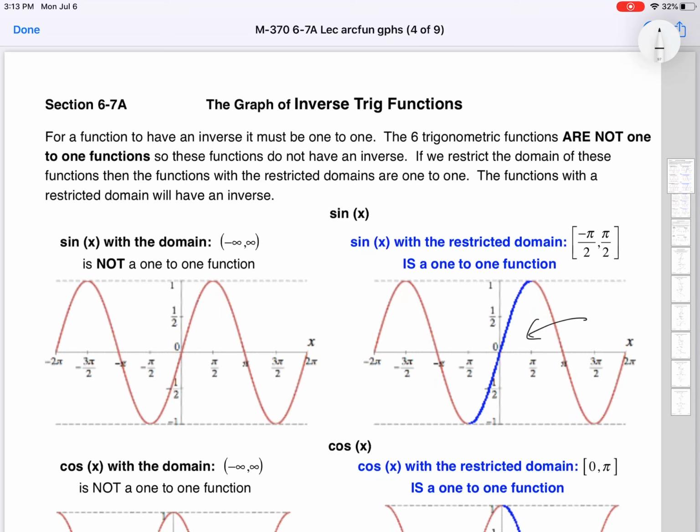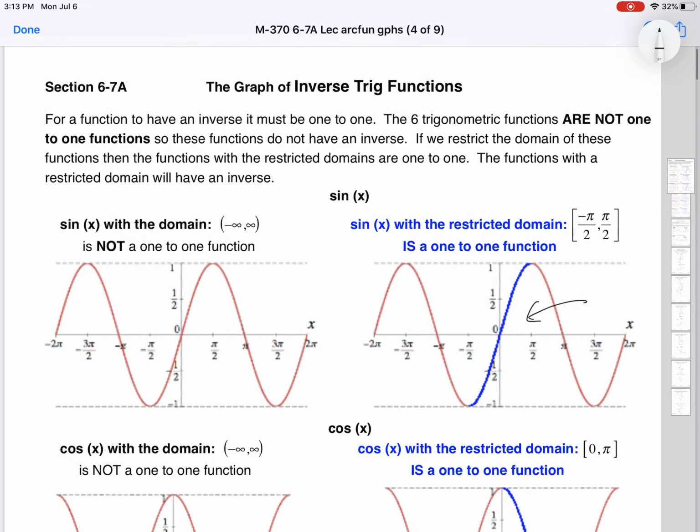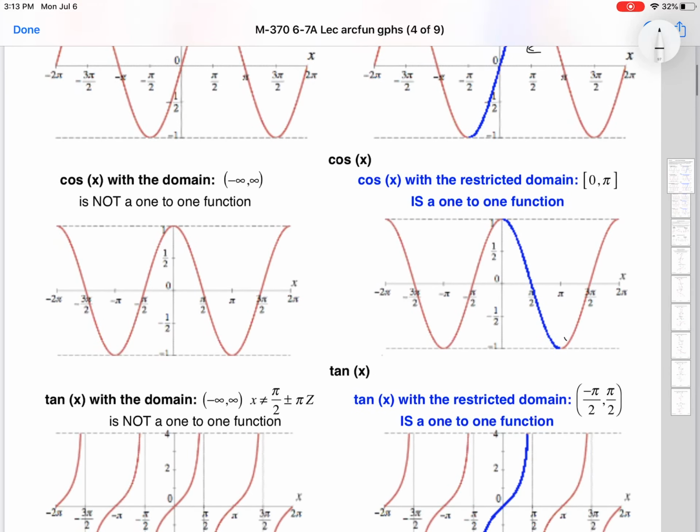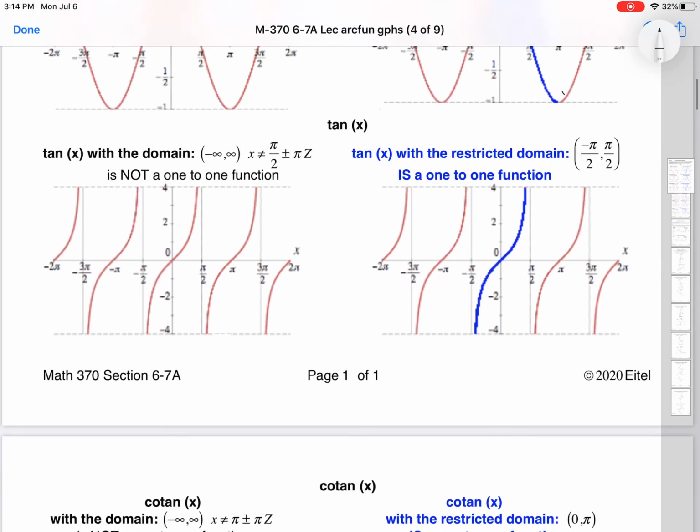1 to 1 should be a familiar concept to you, meaning that there are no y values repeated. From minus pi over 2 to pi over 2, we get a 1 to 1 function. Inverse functions can only be defined on 1 to 1 pieces, otherwise they wouldn't be functions. Cosine spans from -1 to 1, from 0 to pi, and that's going to be the cutoff of its domain. Tangent, minus pi over 2 to pi over 2.